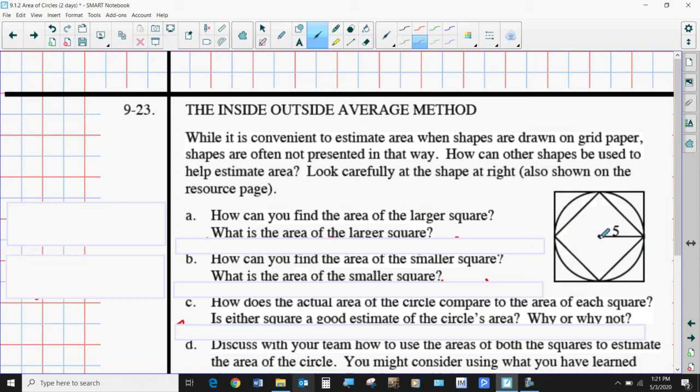Remember, the radius here was 5, right? So we can use that radius, double it to make the diameter, which is also the side length of the square, right? So how can you find the area of the larger square? What would you have to do there to figure out what the larger square is?